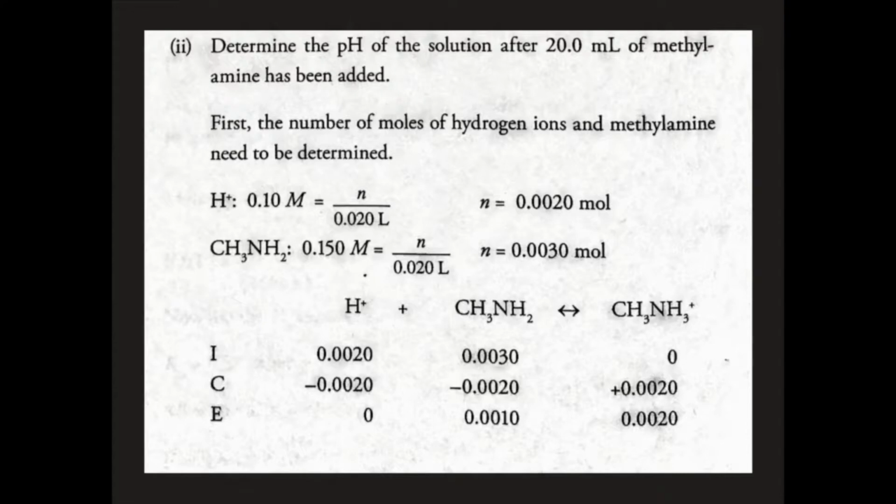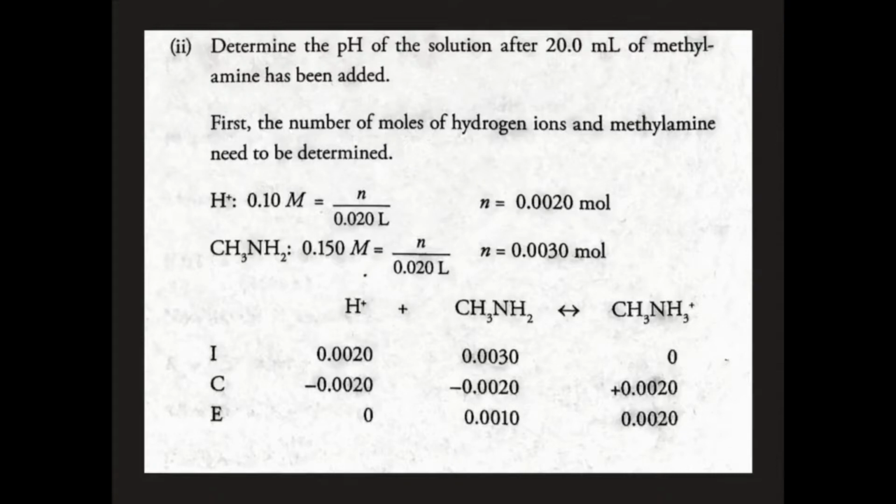In II, it says determine the pH of the solution after 20 mL of methylamine has been added. Well, I know the concentration of my acid, I know the volume of my acid, I know the concentration of my base, and now I know the volume of my base. So the first thing I need to do is define the new concentration of the hydrogen ions and my weak base.